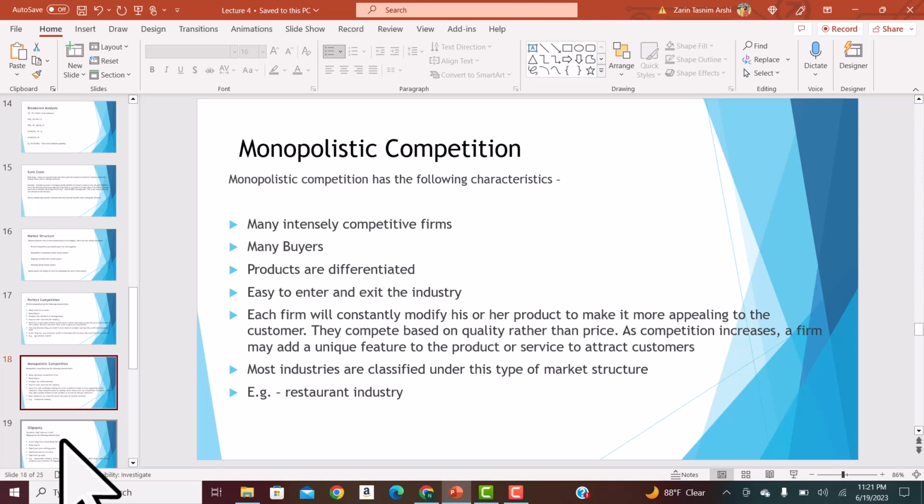Now, products are differentiated, right? Even though there are so many restaurants in Dallas, some of them are fast food, some of them are Chinese restaurants, some of them are Mexican, some of them are Thai restaurants. So they're differentiated and they add different features. Sometimes they will say bento box food is available. Sometimes they will say happy hours. These are all features they add to attract customers and they compete with one another. So that's an example of monopolistic competition.